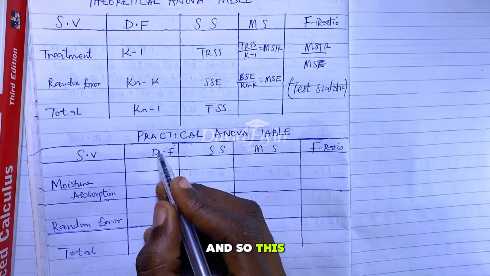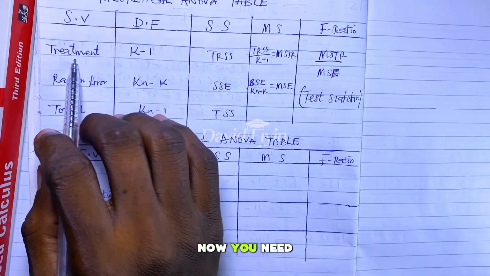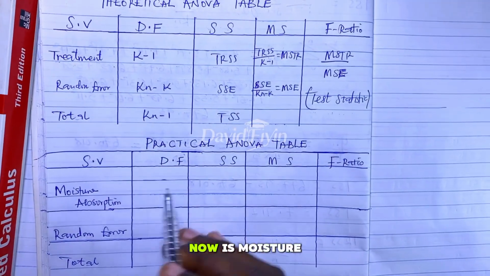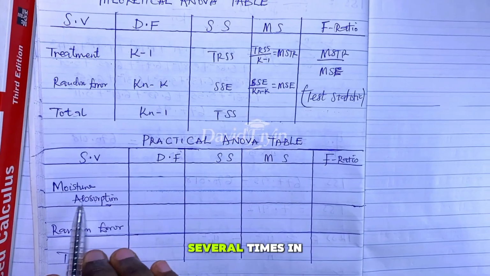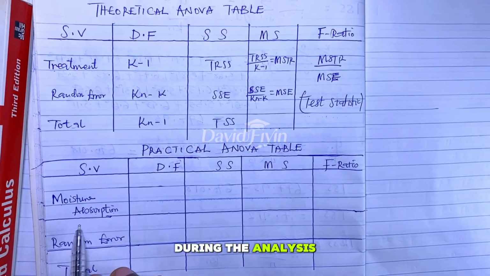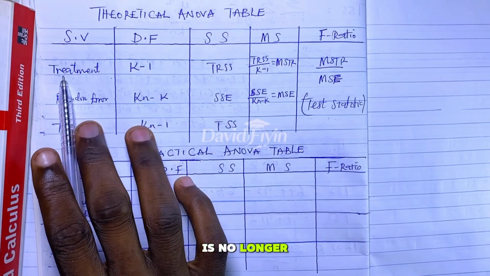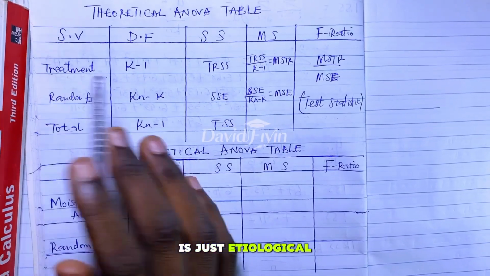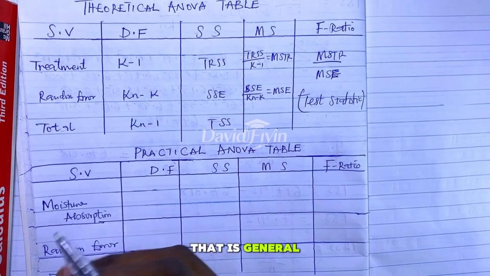And so this is the column for our degrees of freedom. Now, you need to take note that the treatment in this case is moisture absorption. I've mentioned that several times during the analysis. So the treatment is no longer called treatment here, because this treatment is just a theoretical terminology that is general.